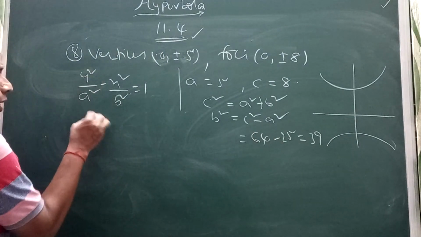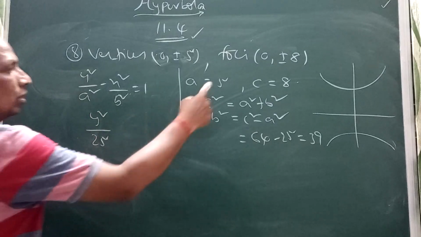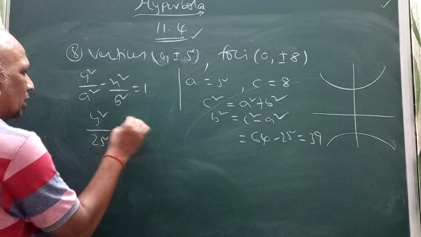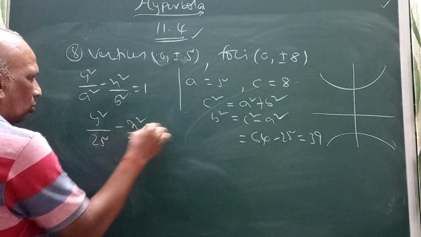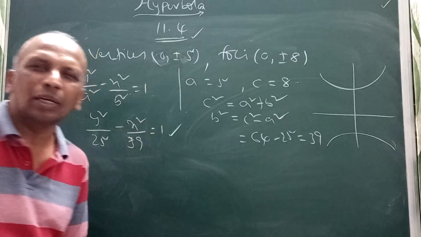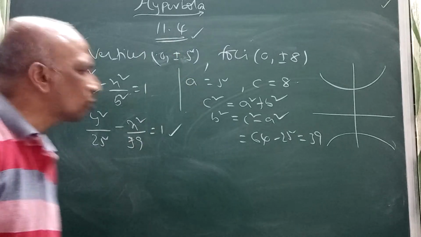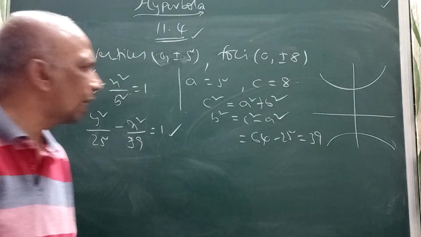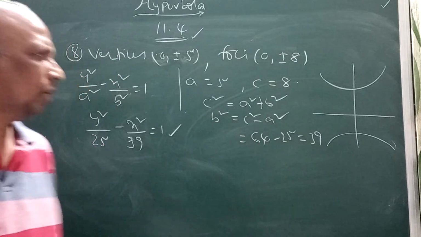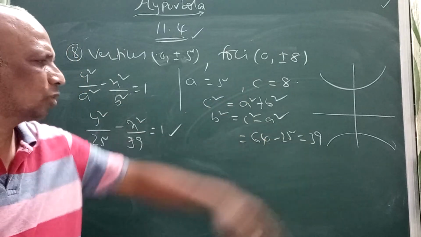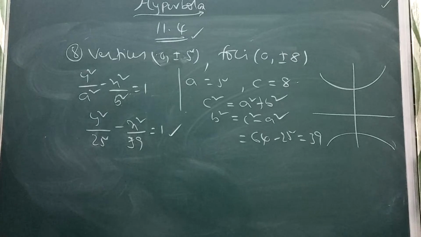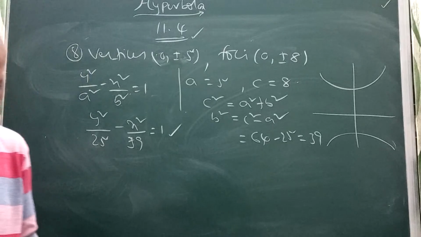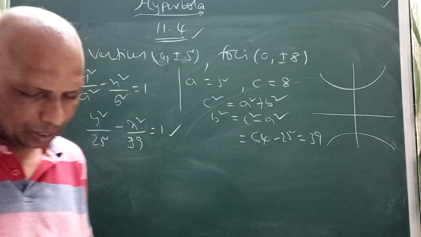The equation of the required hyperbola is y square by 25, because a square, a is 5, so a square is 25, minus x square by 39 equal to 1. That is the required one. They are asking for the equation of the hyperbola: y square by 25 minus x square by 39 is equal to 1. Correct? Because b square is c square minus a square, 64 minus 25 gives 39, right? This is the required equation of the hyperbola. Next, ninth one. What is this, 0 comma plus or minus 3?